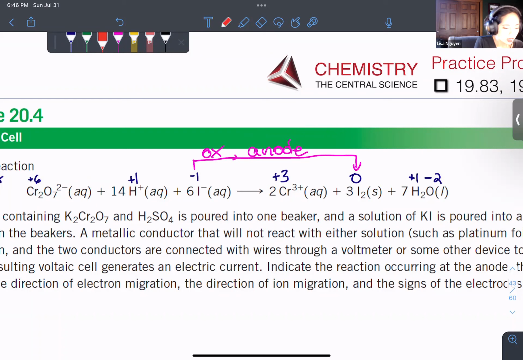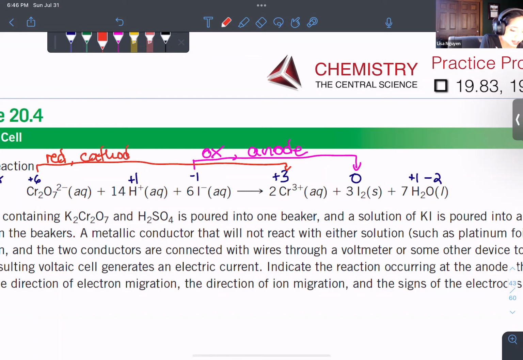But let's check. Chromium is going from 6 to 3, so its oxidation number is going down. It's gaining electrons, negatively charged electrons, to make the oxidation number go down. So this substance, yes, is being reduced, and this is the reaction that occurs at the cathode, red cat. So if you do this and you see that both substances' oxidation numbers are going up or both are going down, that means you probably did something wrong. The electrons have to come from somewhere.